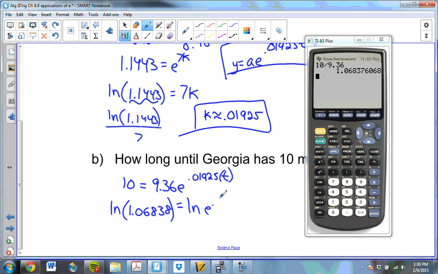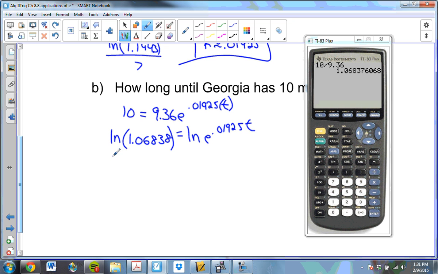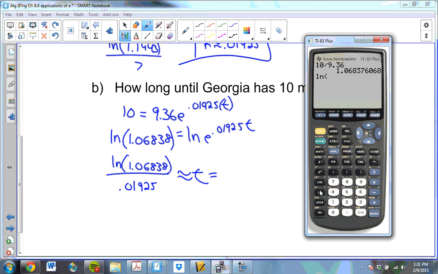The natural log of e to the 0.01925t. So we really just have natural log of 1.06838 divided by 0.01925 is going to give us our time t. So the natural log of this number and divide it by 0.01925. It's going to take 3.4 years.